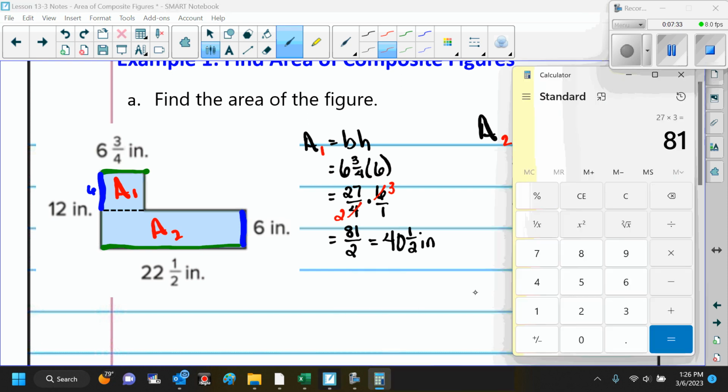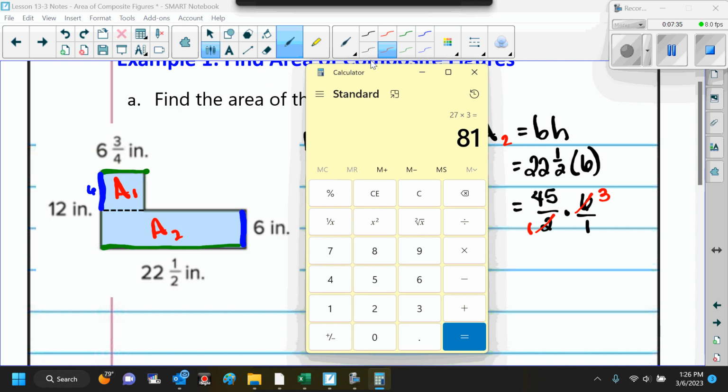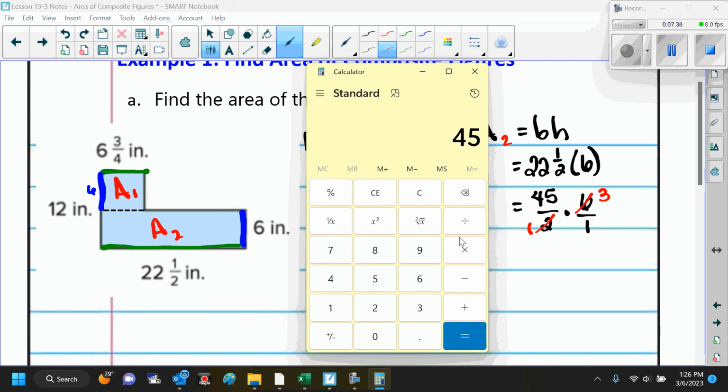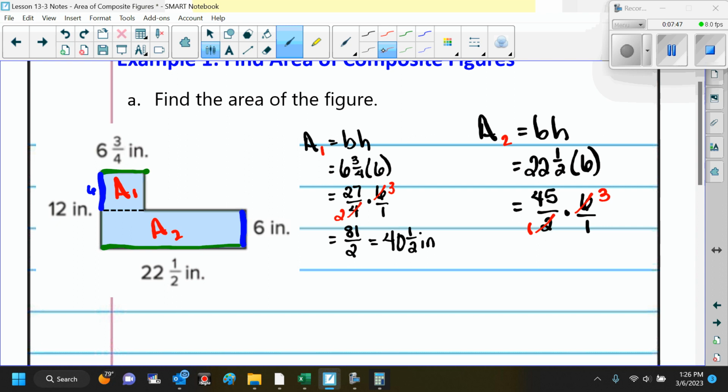And now we've got 45 times 3, which is 135. And that's over 1 times 1, so that's just over 1. So we can just write equals 135 inches. Oops, what did I do wrong here? This is area, right? So this is going to be inches squared, and this is going to be inches squared. Be careful. Make sure you label that correctly.